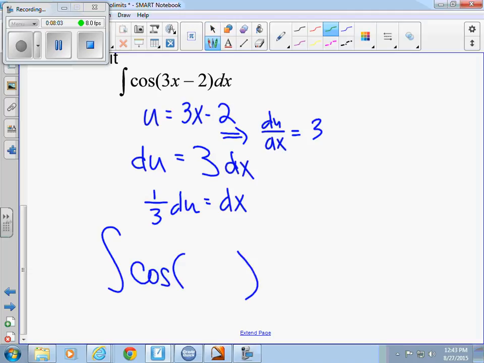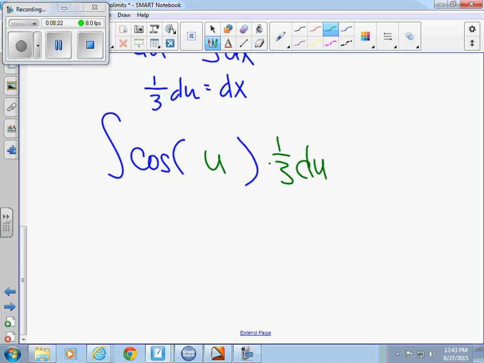The place where I see the 3x minus 2, instead of putting 3x minus 2, I'm going to put something else. U. And instead of dx, I'm going to put 1/3 du. Would you agree that is a much simpler integral? Yeah, this is an integral with respect to u. I can take the 1/3 out in front, can't I? What's the antiderivative of cosine of u? Sine of u, and then the 1/3 just kind of hangs out in front, right?